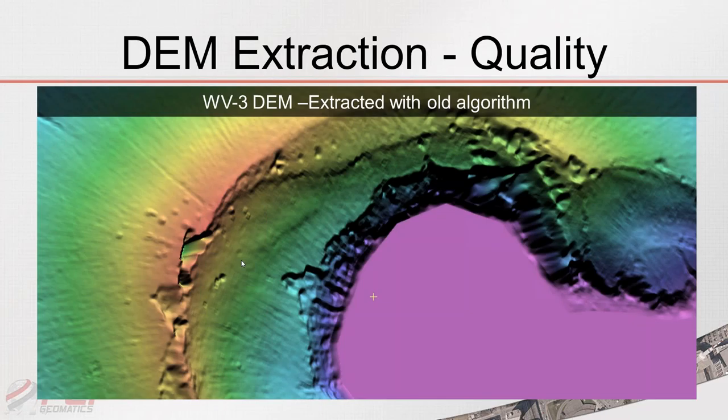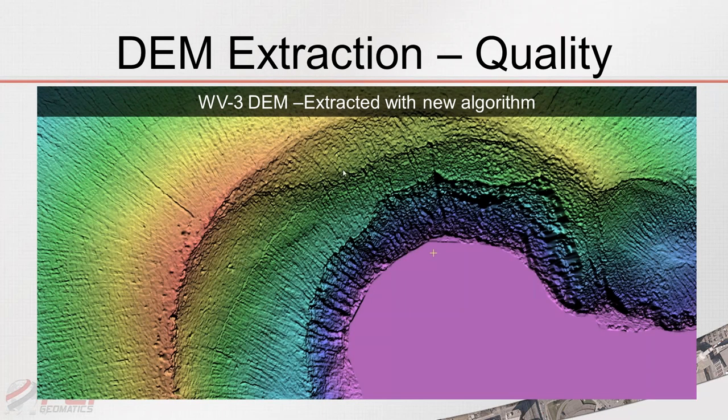Now if we look at our new product, the new algorithm, two things should be quite visibly noticeable. One is a significant improvement in the actual detail of the elevation model and the preservation of rapid changes in elevation. So a good preservation of this ridge point here, or this ridge line here. So from a quality perspective, it should be quite visible what improvements this algorithm has made.